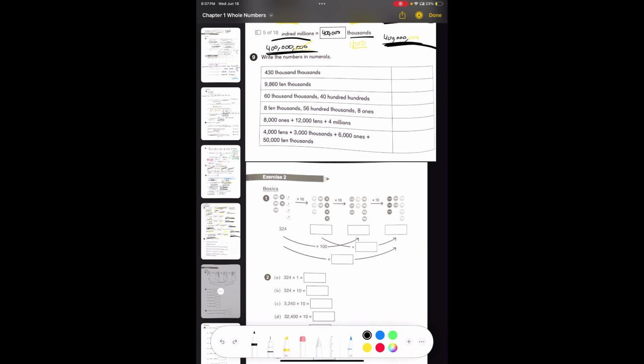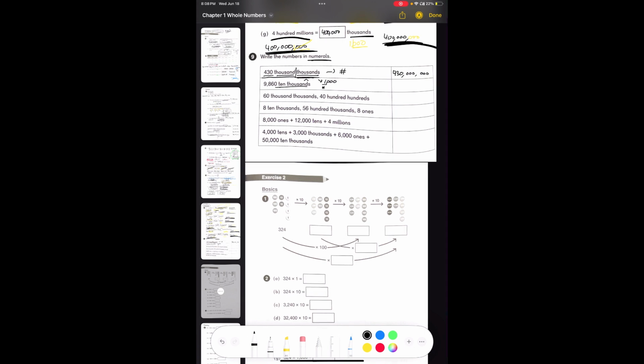Question number 9, write the numbers in numerals, which means convert them to a number. So 430,000 thousands. What was that? Well, we could do 430,000 first. 430,000, and then thousands again. So what are we going to do there? Well, we're going to add 3 zeros because this is 1,000. And once again, this is the number. So we just place 1 with 430,000. Just add 3 zeros after.